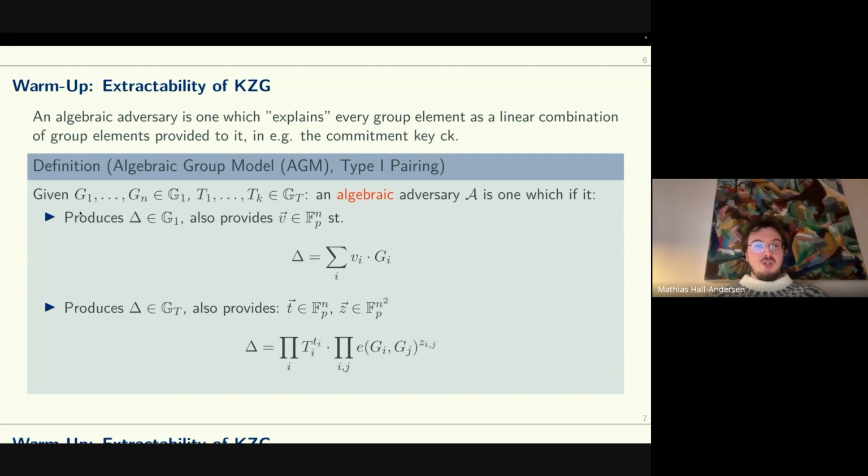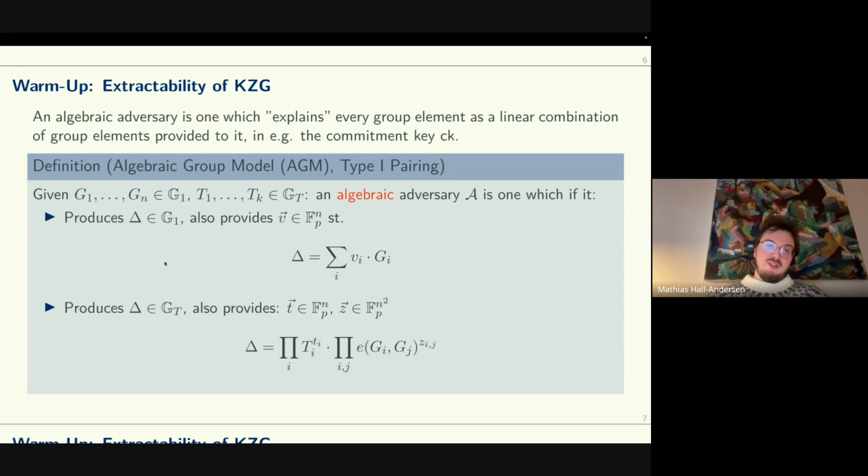So suppose that we give an adversary some set of group elements T1 to Tn and some set of target elements T1 to Tk. Then an algebraic adversary is one that if he produces some delta in the pre-image group, then he also provides some set of scalars such that delta is recovered as a linear combination of the group elements from G1.